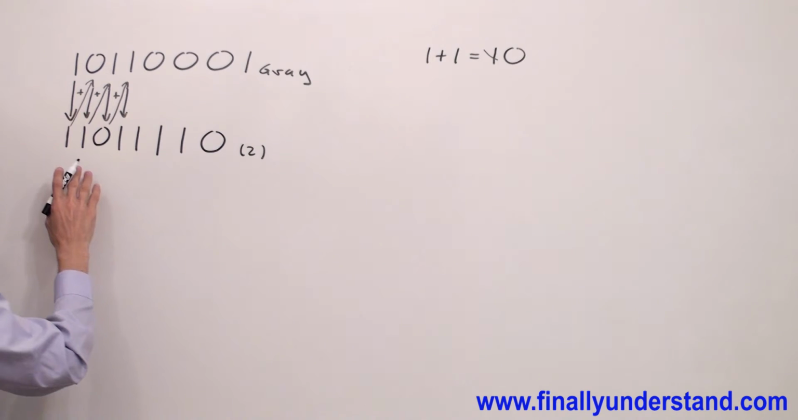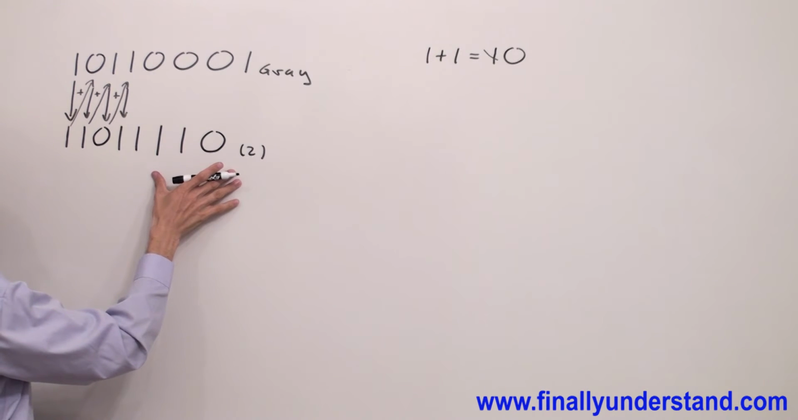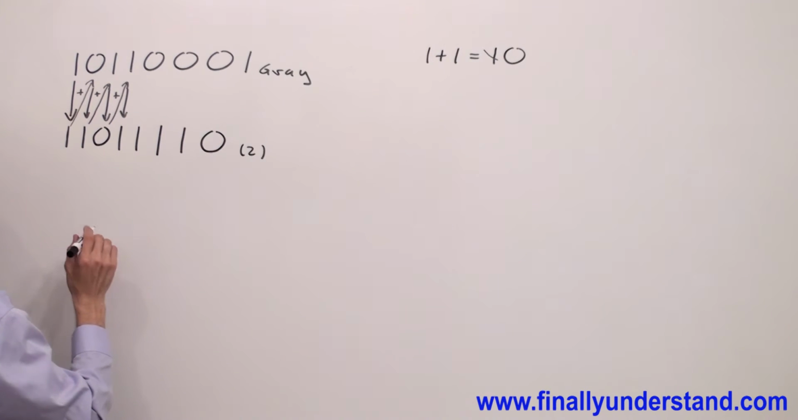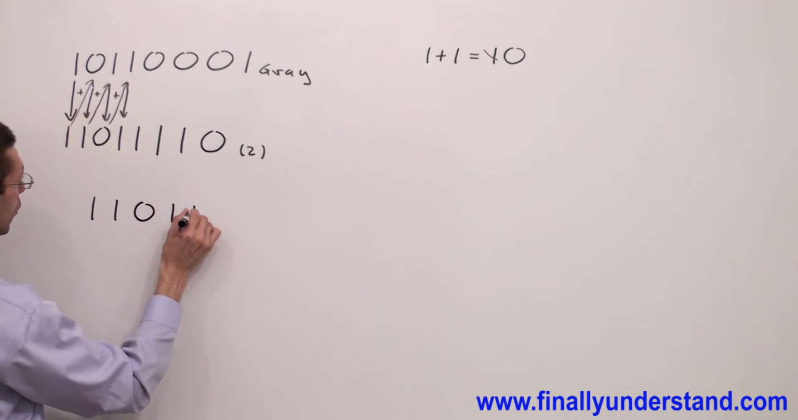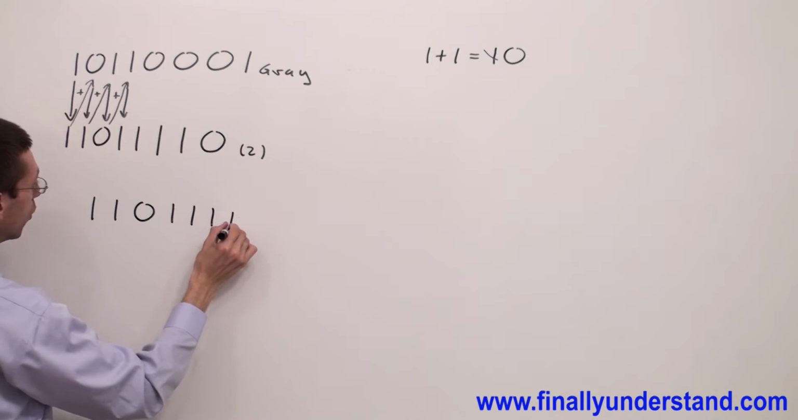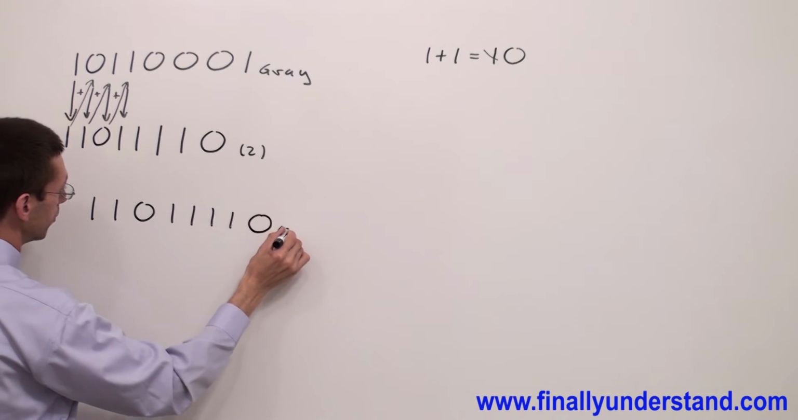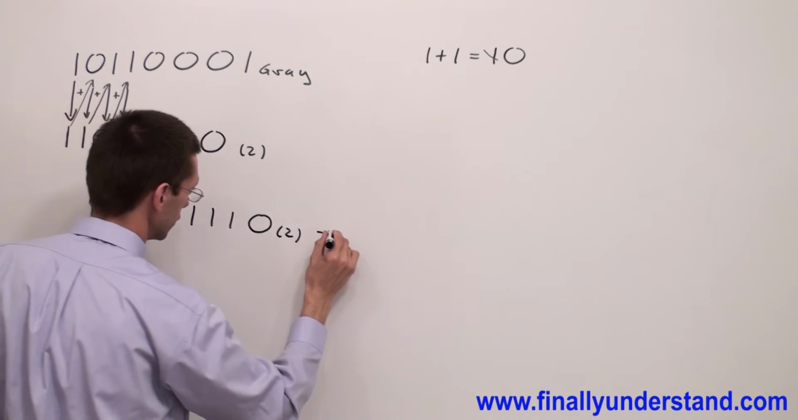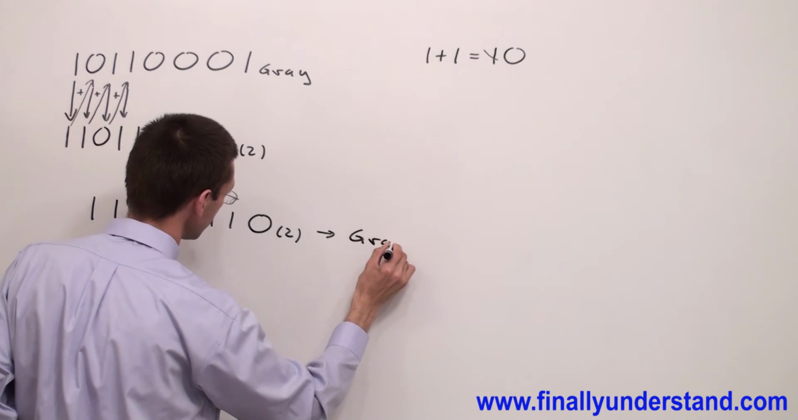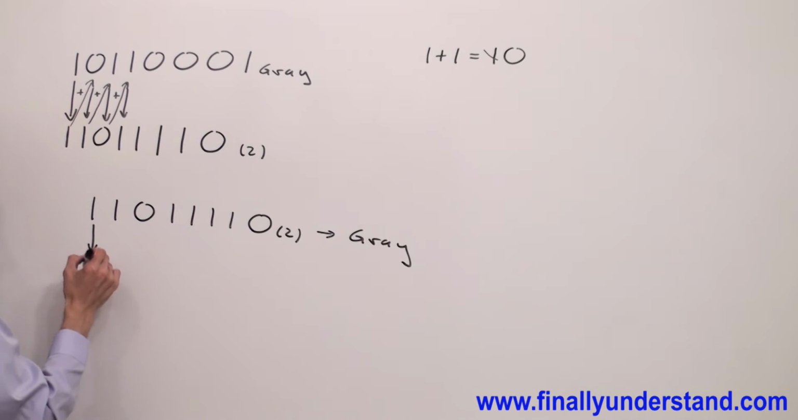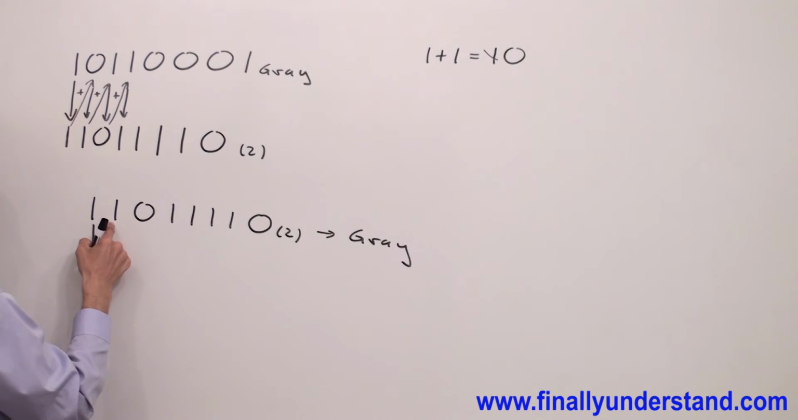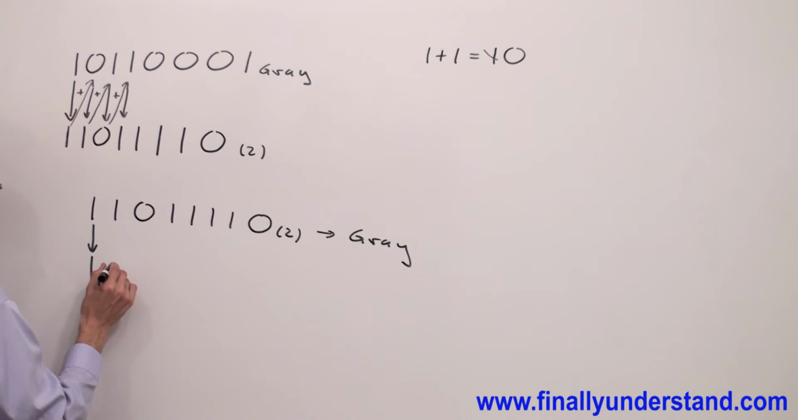So let's convert this binary number back to gray. 1, 1, 0, 1, 1, 1, 1, 0. This is my binary, and I'm supposed to convert this to gray. Gray code. Copy down the first bit, and we have 1 plus 1 is 2. We have to write 0.